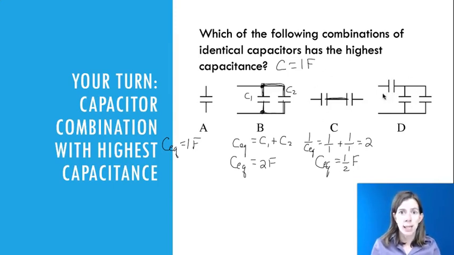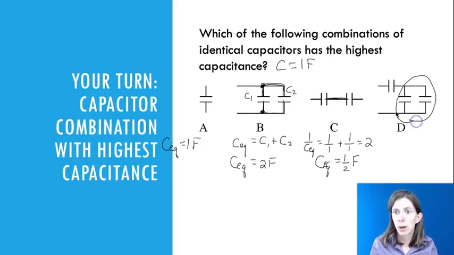The last one is the more complicated one because it has 3 capacitors. Initially you might think, oh, it's got 3 capacitors, it's got to have the highest capacitance. But let's take a look and see what the capacitance is. So the first step is to identify what's in series or parallel. And the only thing we can identify, because we've dealt with this circuit before, is that these two are in parallel. So what we do is we simplify these two first.